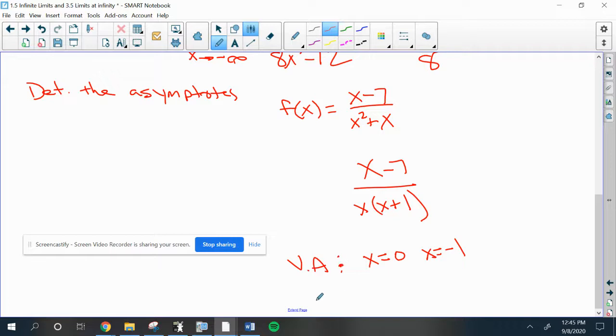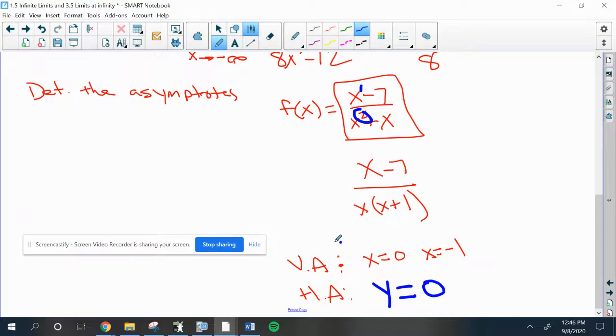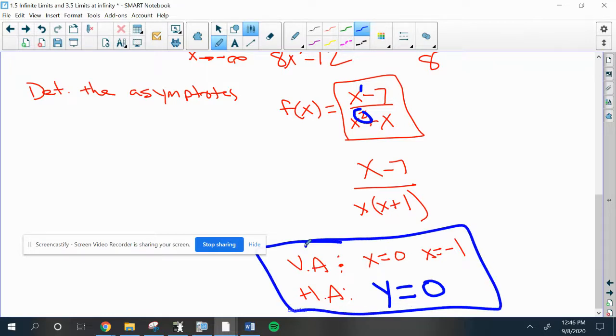Then it has horizontal asymptotes. Horizontal asymptotes look to the original function. Notice that the degree of the bottom is bigger than the degree of the top. So by definition, that would have a horizontal asymptote at y equals 0. So that's how you would answer that question.